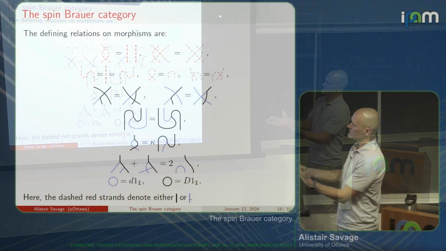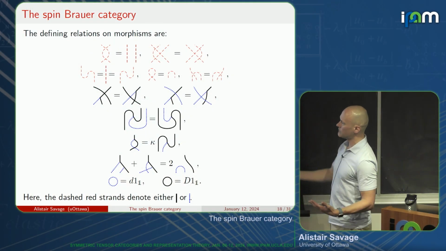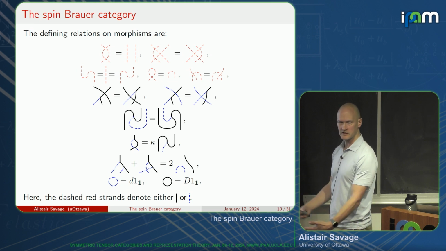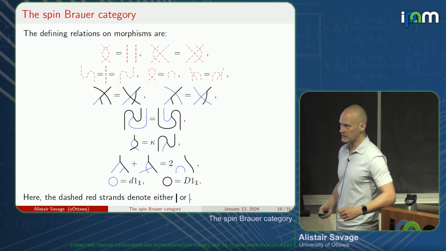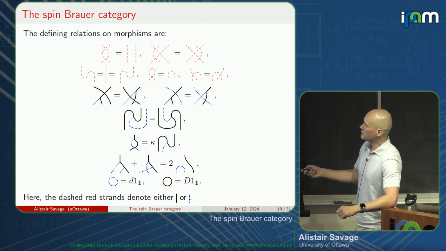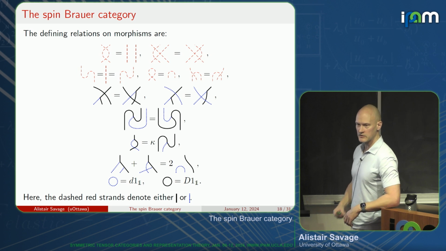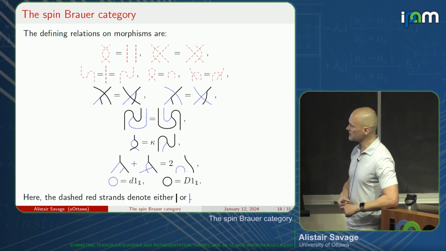And then we have some relations. This trivalent vertex should slide through other strands. That's just because we want our category to be symmetric monoidal, so the crossing should be natural. Everything should slide through strands. We have this trivalent vertex that we can turn around in both ways, and those turn out to be equal. And this is nice. It makes our category pivotal. And then this is the only place this kappa appears.